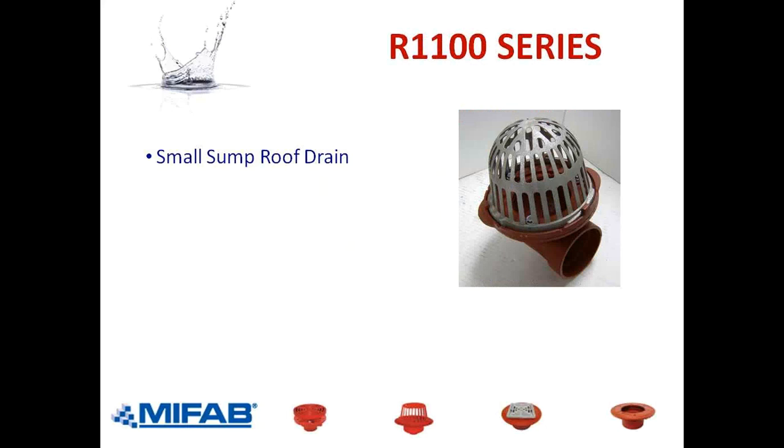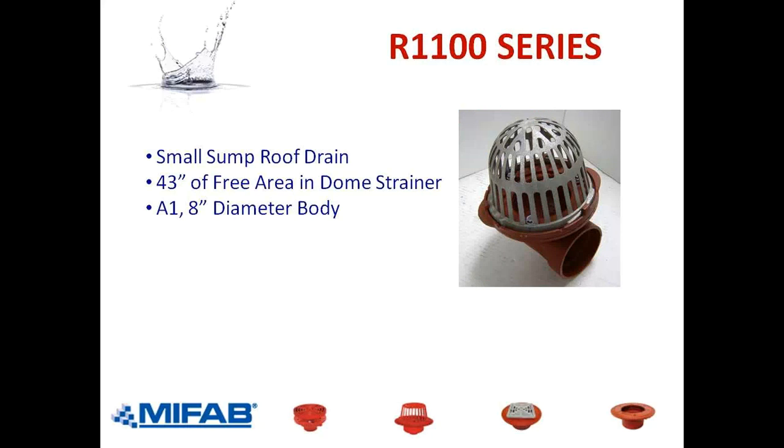So the R1100 is the small sump roof drain because it's the A1 body, in this case an A1 side outlet. We have 43 square inches of free area in the dome strainer, and that's comparable to our competition at Jay R. Smith. It's the A1 body. So as you can see at the bottom, the pictures of our bodies, the same A1 body is our floor drain, our clean out, our small roof drain, the R1100, and your small area mechanical drain. You see that on the left, the F1320.